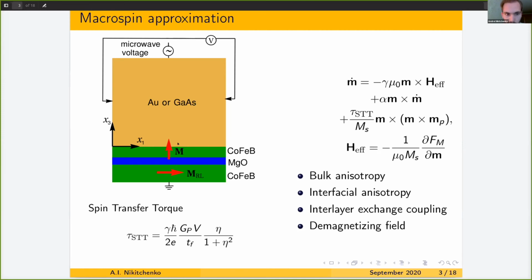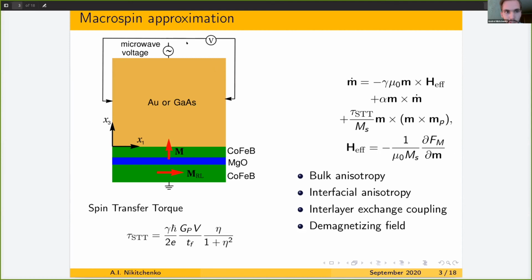To calculate the magnetization dynamics in this free layer, we solved the phenomenological magnetodynamics equation in the macrospin approximation. That is, we assumed the magnetization to be uniform in the whole free layer. Here, this effective field is the field acting on the free layer and is calculated as a partial derivative of the magnetic free energy density, which includes bulk anisotropy, interfacial anisotropy, interlayer exchange coupling, and the magnetizing field.